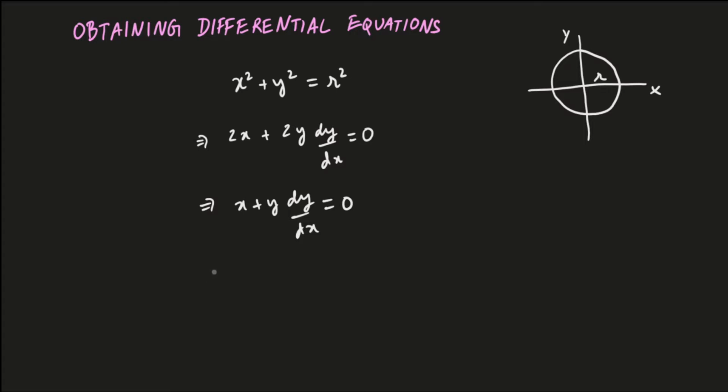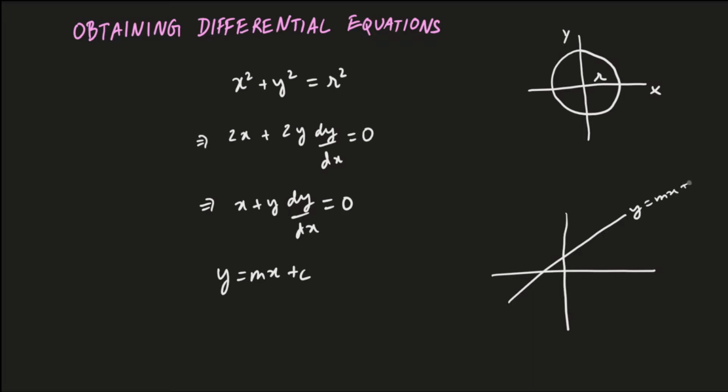Okay, let's see one more example. Let's say you have the equation for a straight line. y is equal to mx plus c. A straight line with a slope of m and a y-intercept of c. So let's say this is your straight line, y equals mx plus c. This is your y-axis, this is your x-axis as usual, this is your origin, and this is your straight line. m is the slope and c is here, that is the y-intercept.